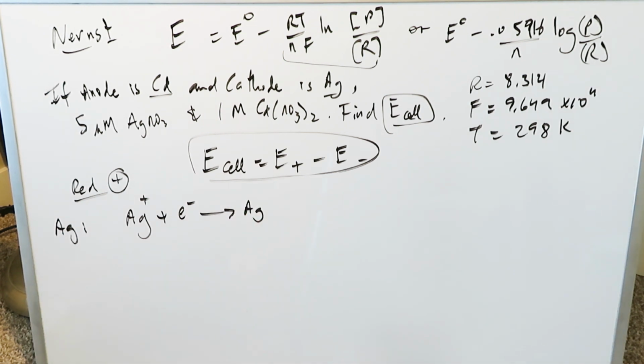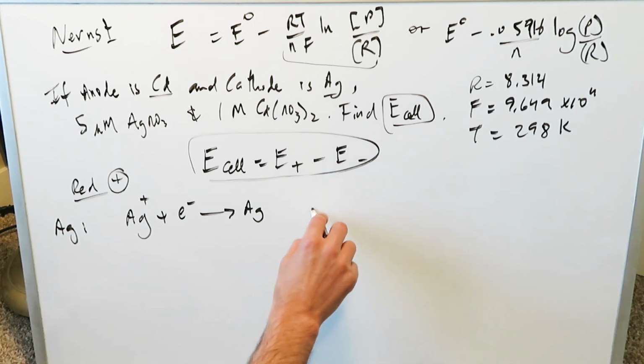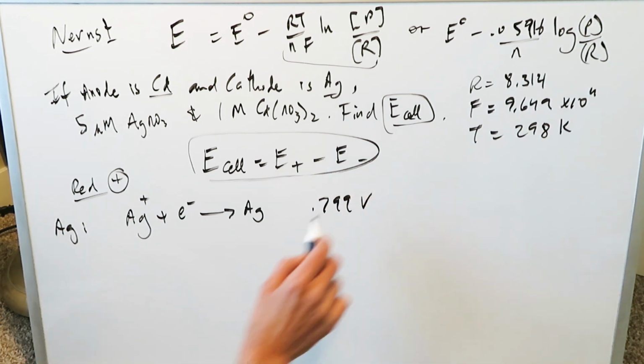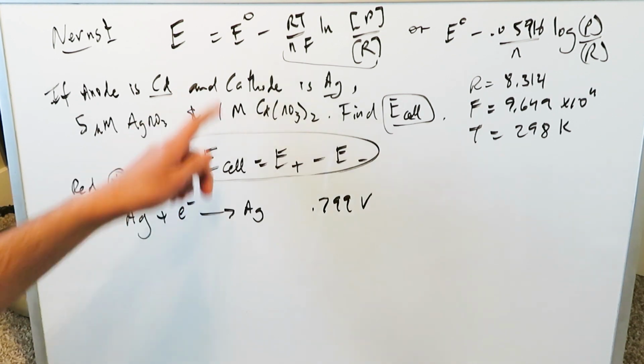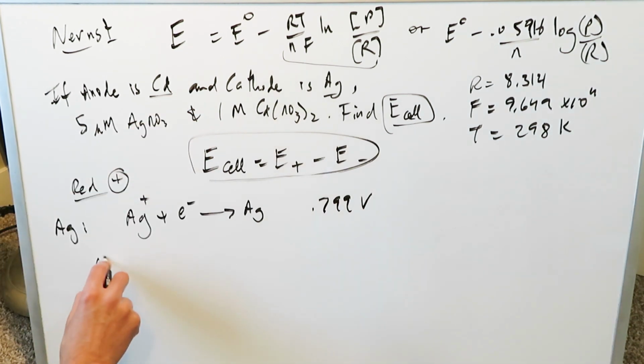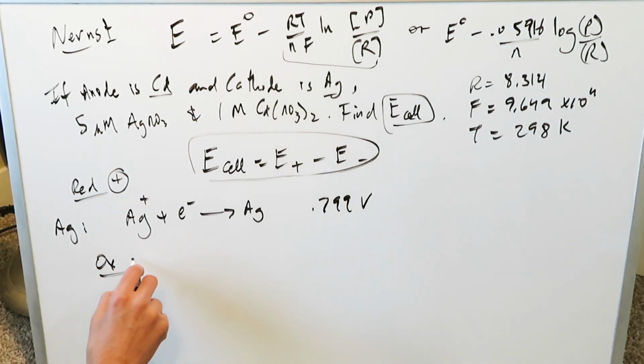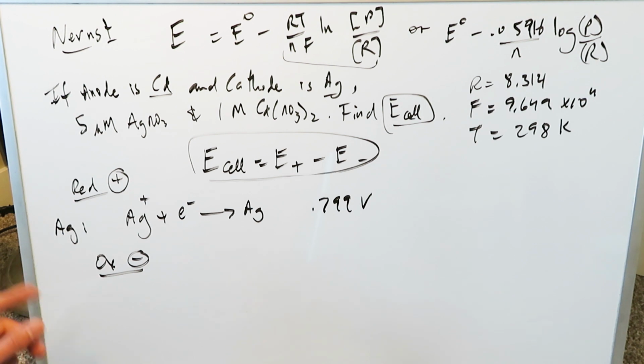Now you need to have the value of this from your activity series, and you can easily obtain that. The value over here is 0.799 volts. You're going to send everything right here through the Nernst equation. Before we get to that, now think about your oxidation reaction, and that's going to be indicated as negative because the electrode where you're doing this is the anode.